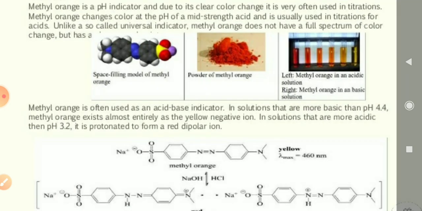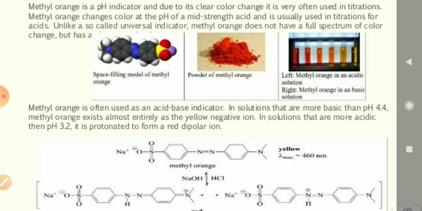The methyl orange is a pH indicator, and it is clear that the color change is very often used in a titration. Methyl orange changes color at the pH of a mild strength acid, and it is usually used in a titration for the acid. Unlike a so-called universal indicator, methyl orange does not have a full spectrum of color, but it changes the color.